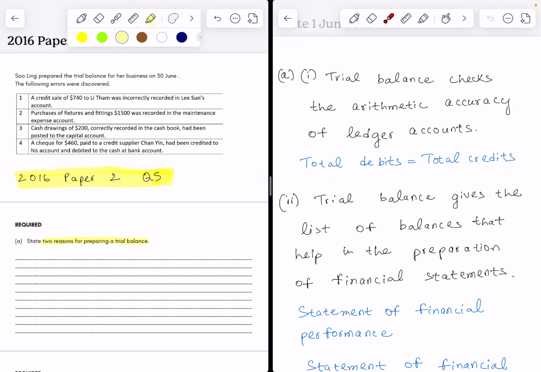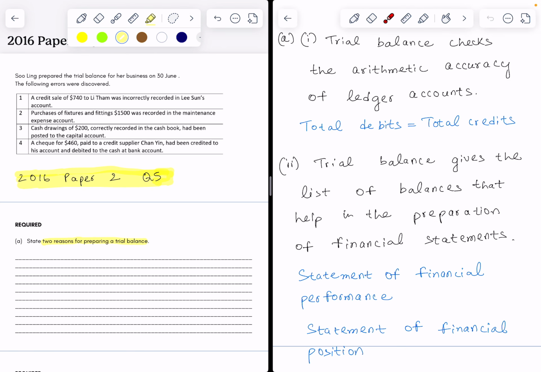Then the second reason is that the trial balance provides us with a list of balances which helps us in the preparation of the financial statements. And the financial statements that we always prepare is the income statement, which is also known as the statement of financial performance, and the balance sheet, which is known as the statement of financial position.